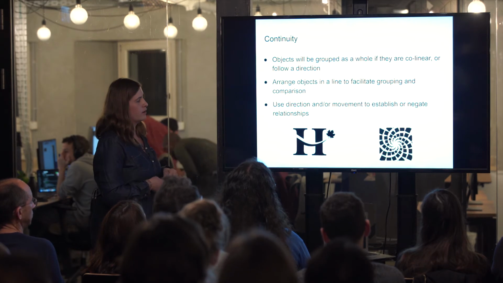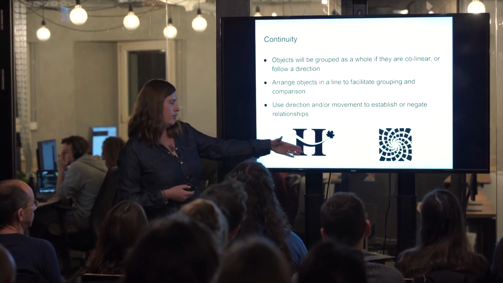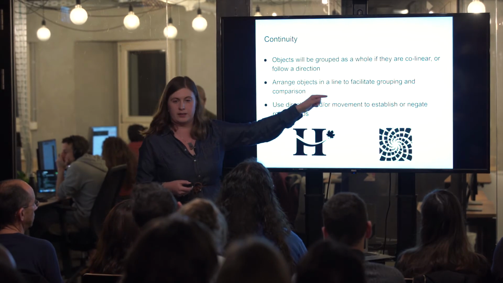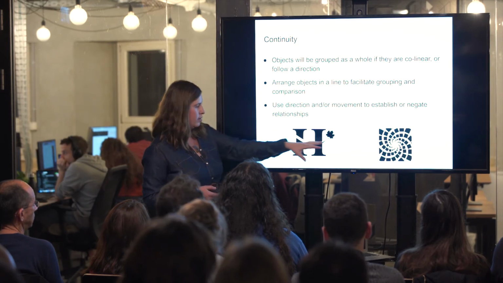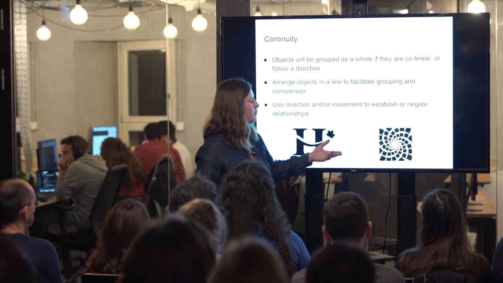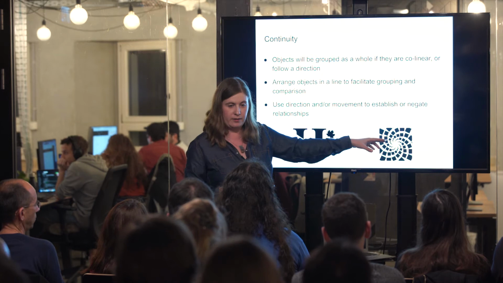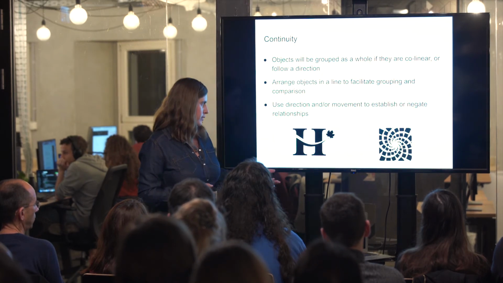Another thing is continuity. So here, for example, when you look at the logo, you see the leaf as if it is flying like that. So you follow the lines. The same here: you see that there are spiral lines, but in truth, there are no lines here, and you are following the motion.